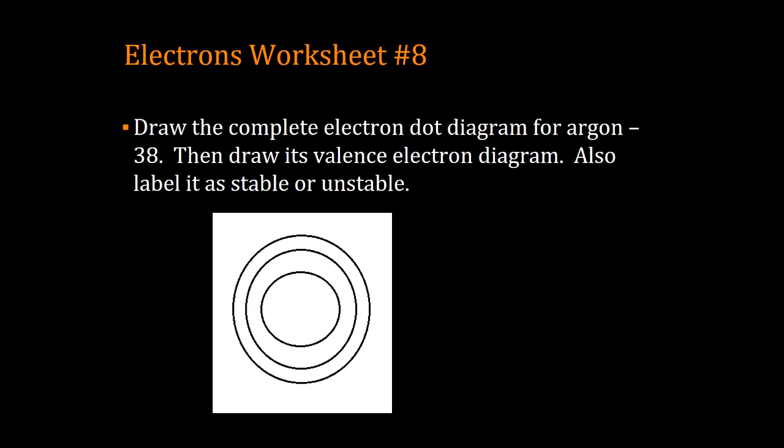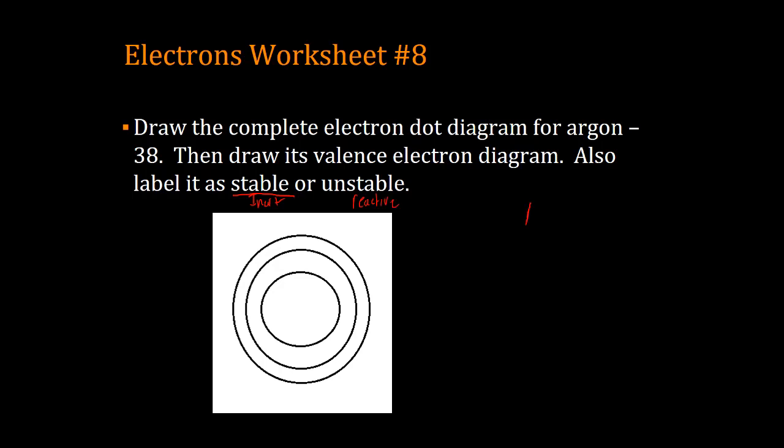Draw the complete electron dot diagram for argon-38. Then draw its valence electron diagram. Also label it as stable or unstable. And by stable, I mean is it reactive or not reactive. So stable, not reactive, that's inert. Unstable means it will form bonds, it will react.